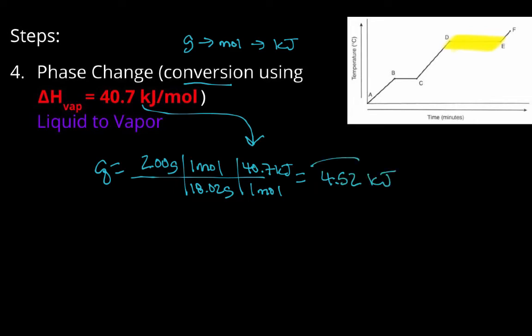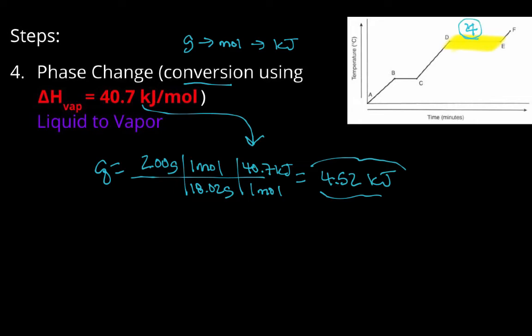So think about what that other number that we calculated was, 0.667 kilojoules. So it takes 4.52 kilojoules to cause a transition from a liquid to a gas. So like we've talked about several times, that amount of heat required is a lot greater to go from a liquid to a gas than it is to go from a solid to a liquid. Okay, so that's my fourth step.